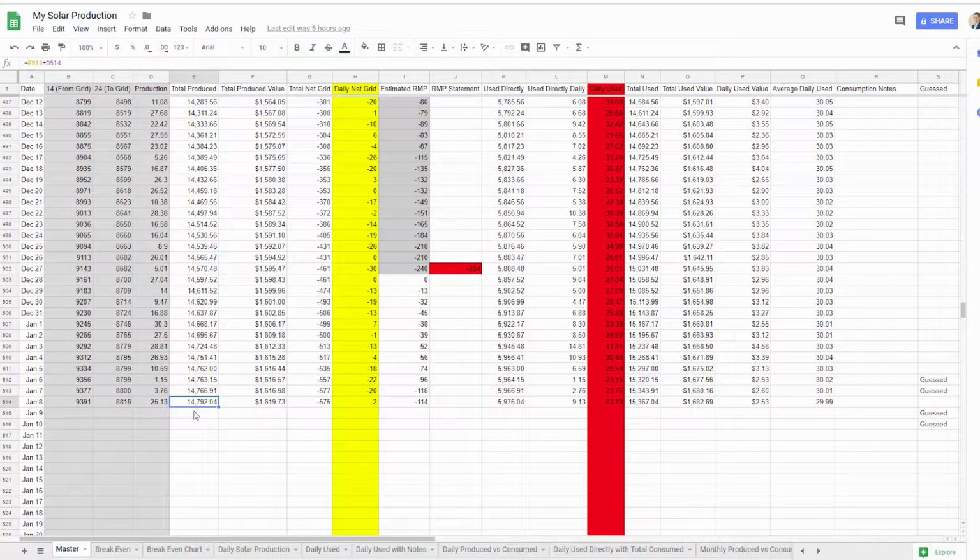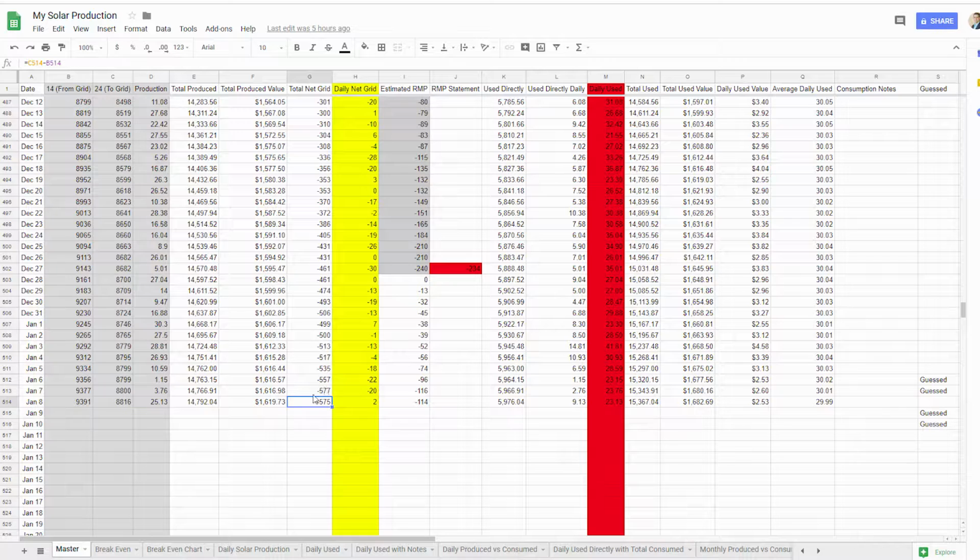So far, for instance, my solar has produced almost 14,800 kilowatt hours of electricity since the system went online, and that equates to $1,600 worth of electricity in about 17 months. My relationship with the grid is that I've consumed 575 kilowatt hours more from the grid than my solar has produced. And this number will probably get back to breaking even in the spring of 2019.